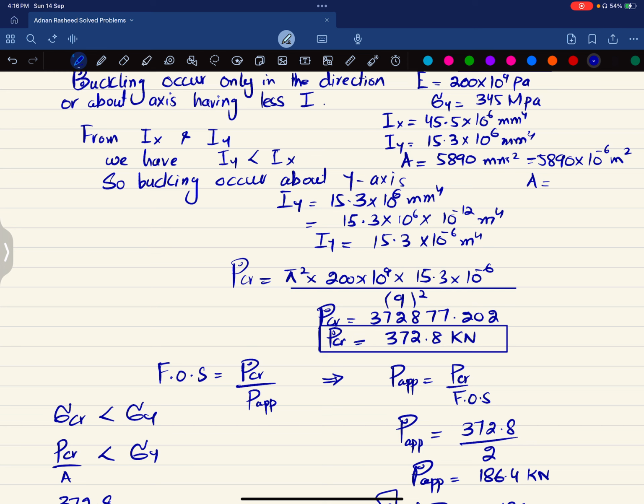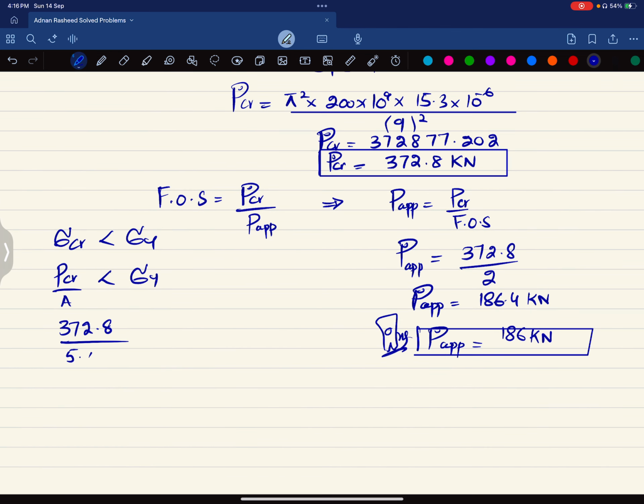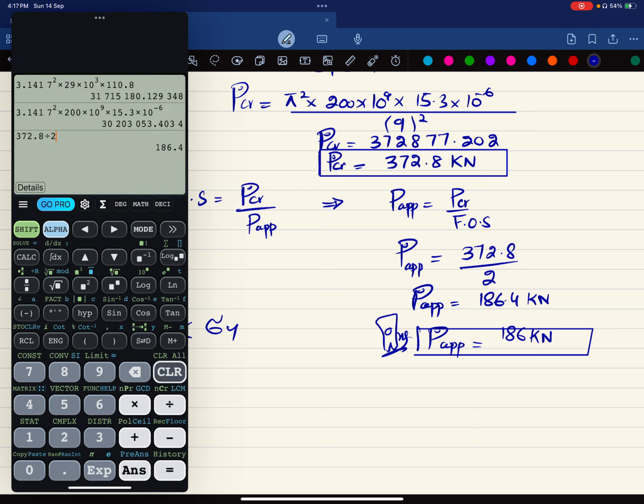This area will be equal to 5.890 into 10 raised to the power minus 3 square meter, because we will need the units in meter. So I can write it 5890 into 10 raised to the power minus 3. It should be less than the yield strength. So let me calculate 372.8, it is in kilonewton, so we will multiply by 10 raised to the power 3 to convert it into Newton, divide by area, which was 5.89 into 10 raised to the power minus 3.